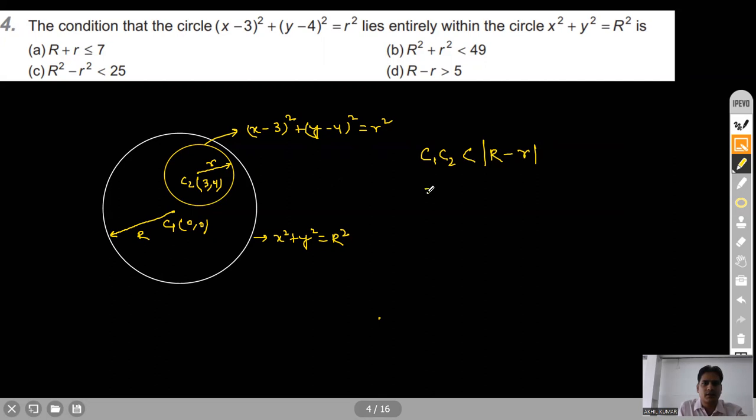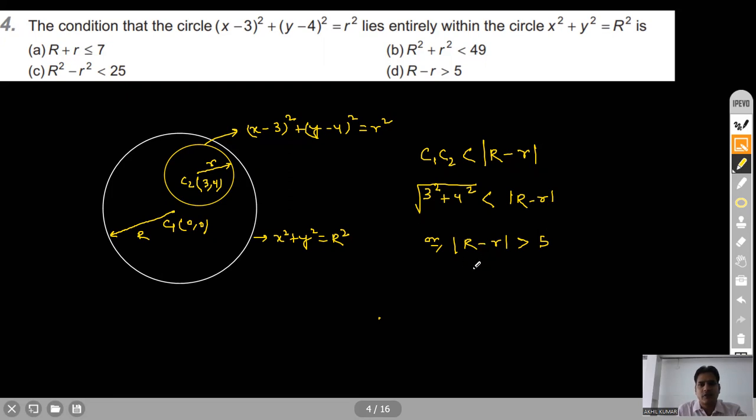It will be the square root of (3 minus 0) squared, that is 3 squared, plus (4 minus 0) squared, that is 4 squared, which should be less than modulus of R minus r. Or we can say modulus of R minus r should be greater than 5, right? This modulus will always give a positive sign only.